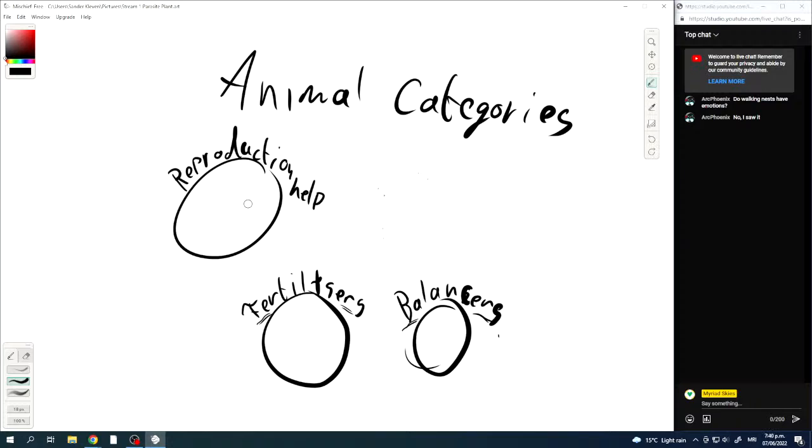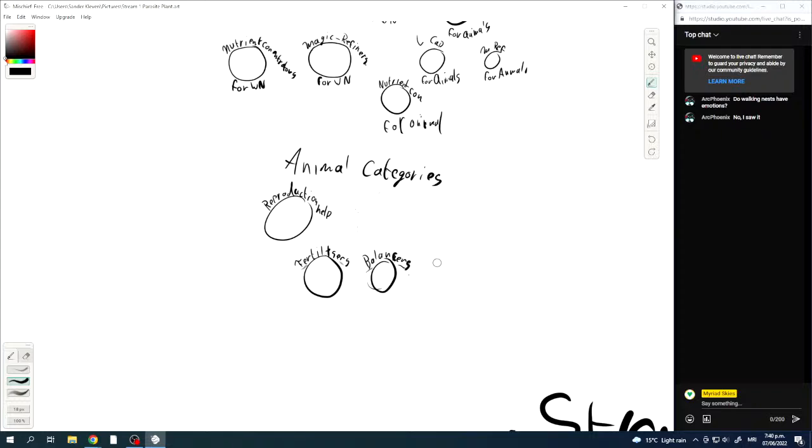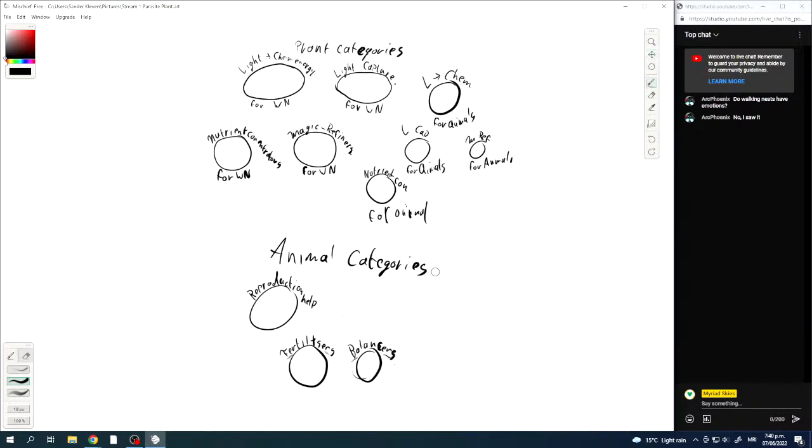So I guess it's kind of like these ones help them get started. These ones, like reproductive helpers, help them get started. Fertilizers make sure that they stay alive, and balancers make sure that there aren't too many of them alive. Yeah, and I think that is a decent way of categorizing things, and I think that this might actually be helpful in getting me to make things. To like make plants and animals and that kind of stuff.